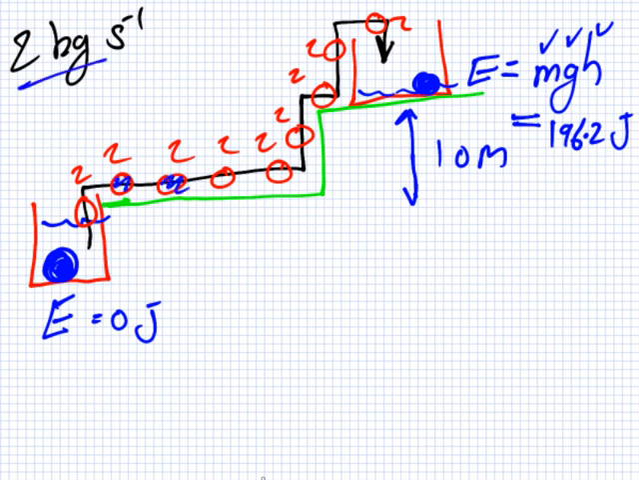So what I'm doing here is I'm looking at what happens per second. I'm picturing it like there's a 2 kilogram ball of water moving along each second. It's the easiest way to picture it.